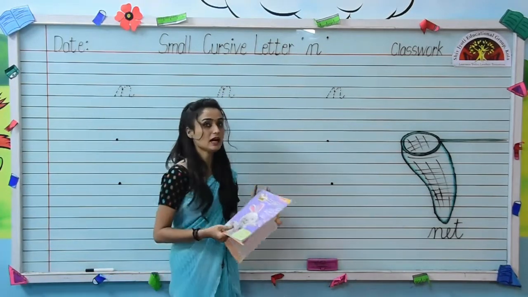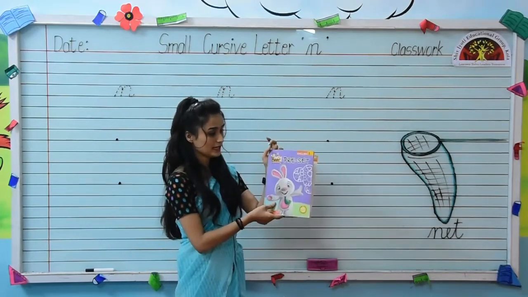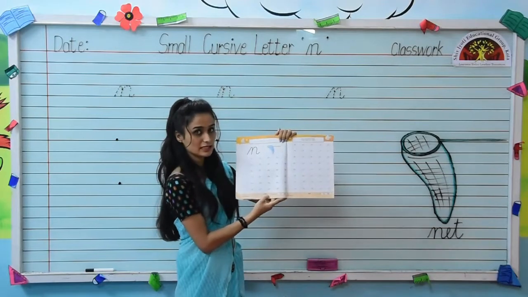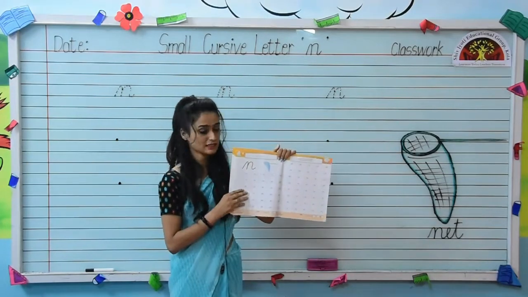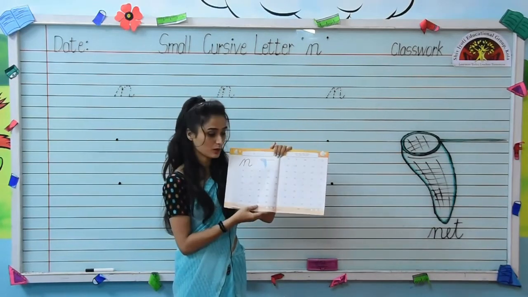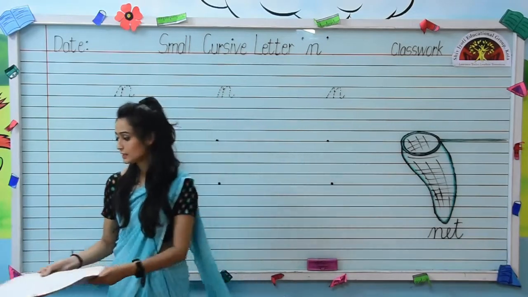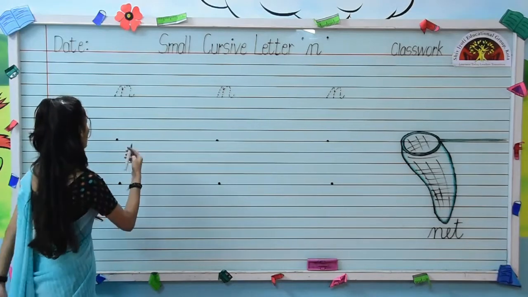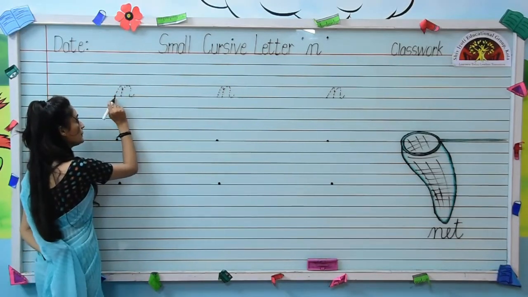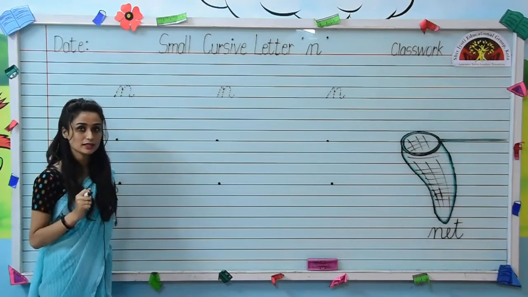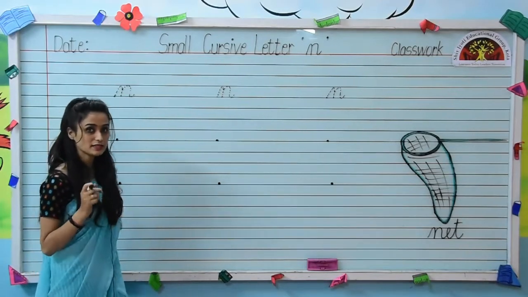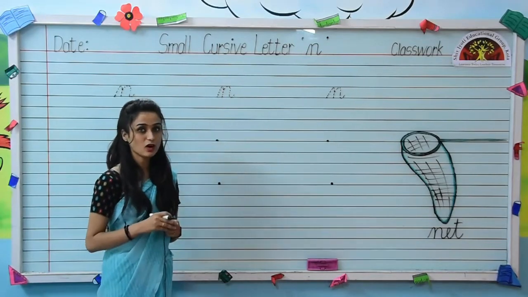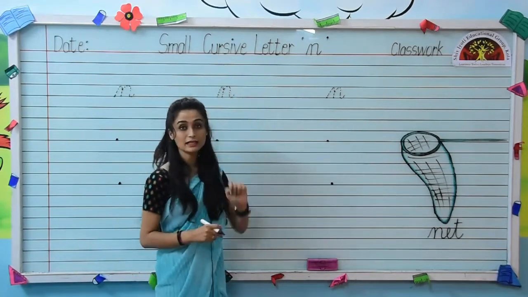Now, we will see how to write small cursive letter N in preset book. Open your page number 38. Do not forget to mention the date and the classwork on the top. So kids, get ready and put your pencil over here on the first letter. On page number 38, you have to see tracing of small cursive letter N.